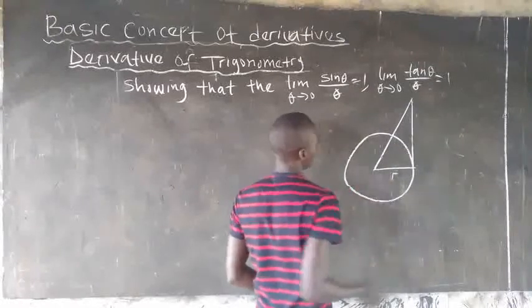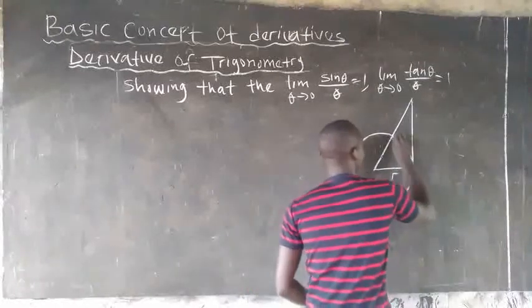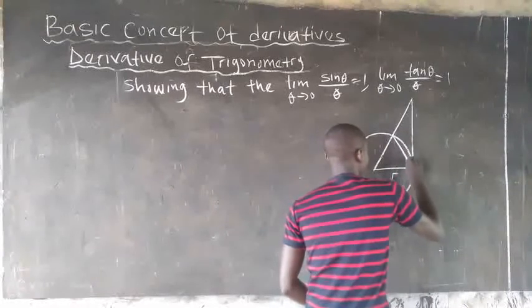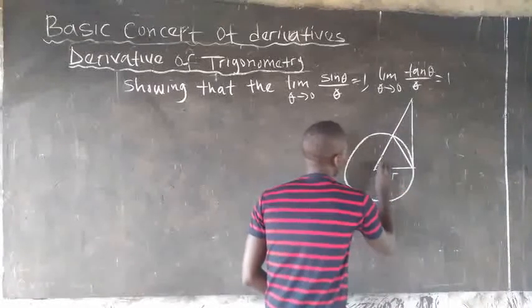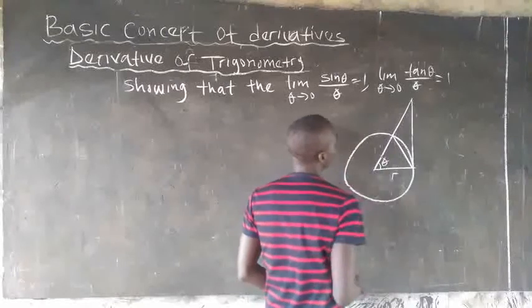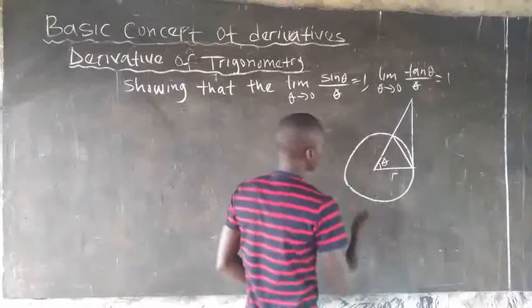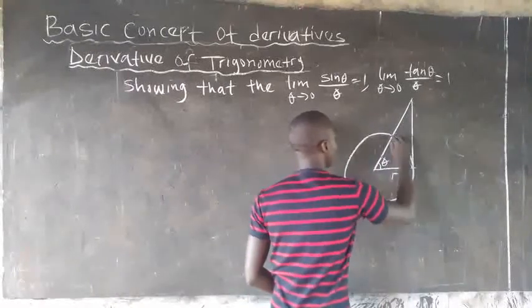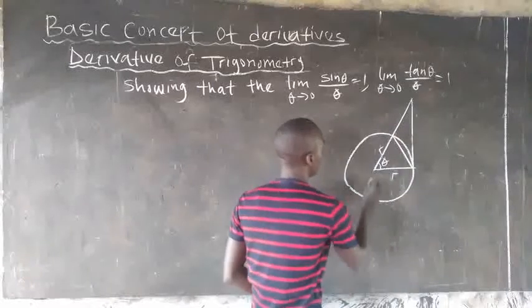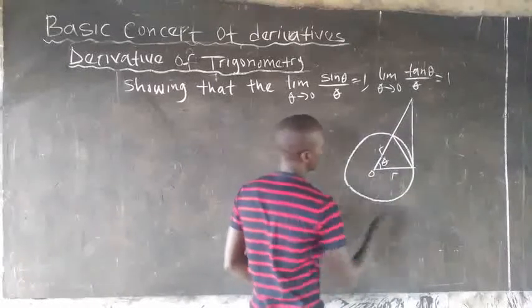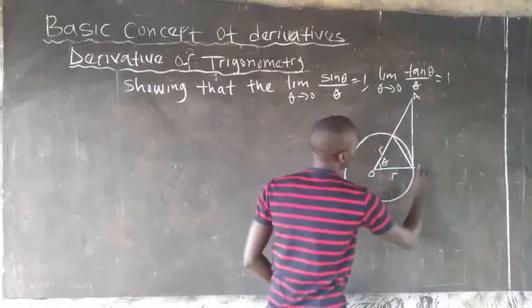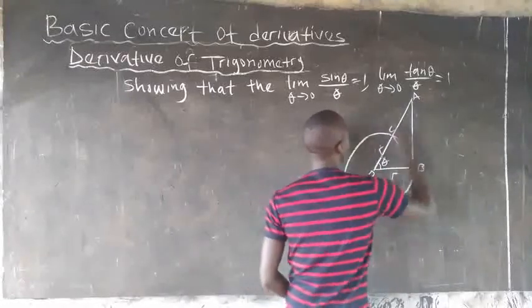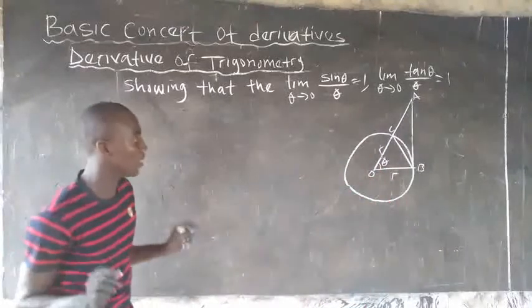Don't forget we have a point here, so there's a line from here to this side. Here we call this place theta, and from here to this part is another radius. So we name this place center O, this place A, this place B, and this place C. I hope you understand.